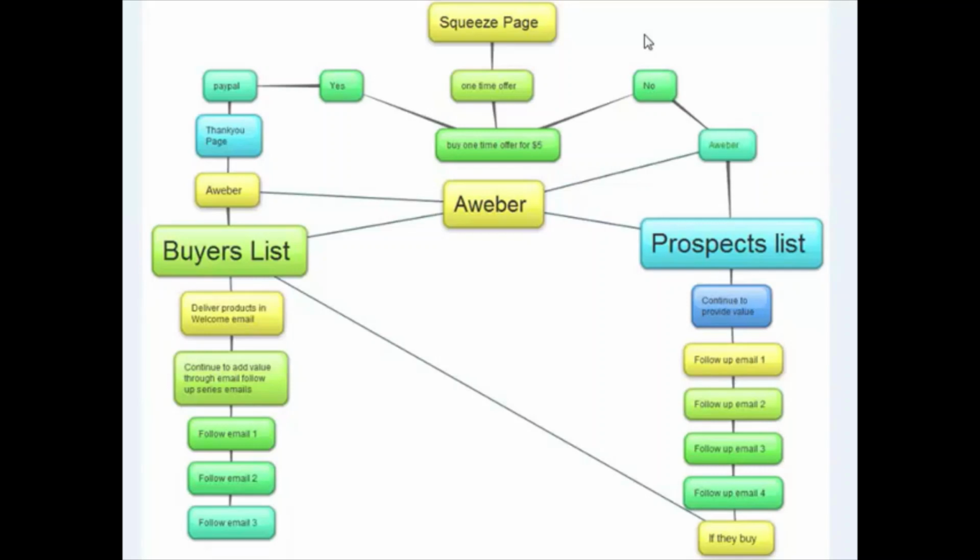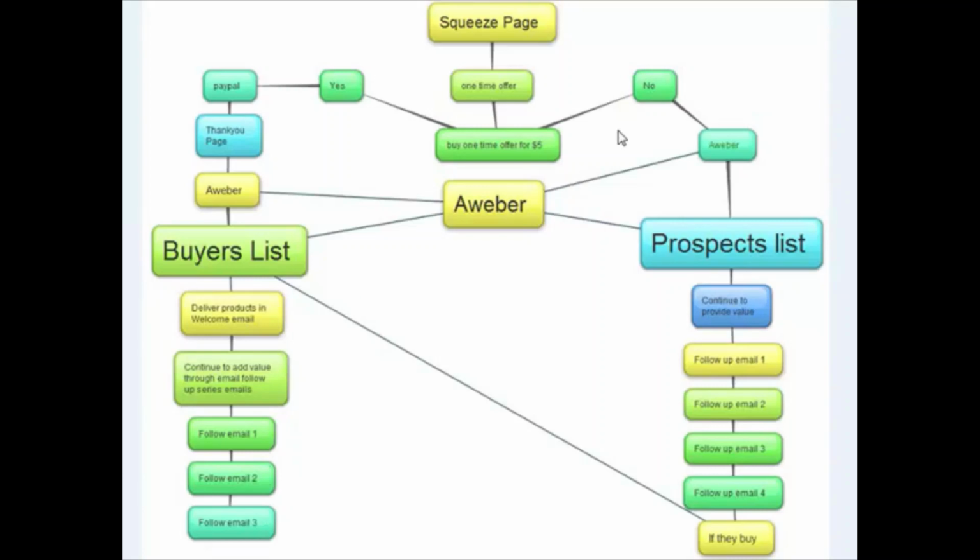So let's just go through this quick sales funnel. Somebody opts into your page, they see your one-time offer, and now they've got two choices. They can either buy it or not buy it. If they do, then they go through into your buyers list on the left here, and then you send them their product in the follow-up. They go to the download page, thank you page, they go onto your buyers list, and after they're on your list, you continue to add value through your follow-up emails. So you've got your email set up here.